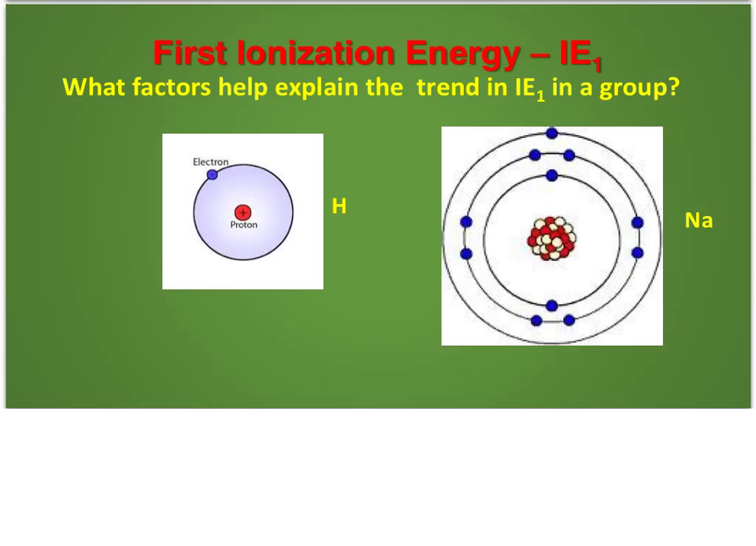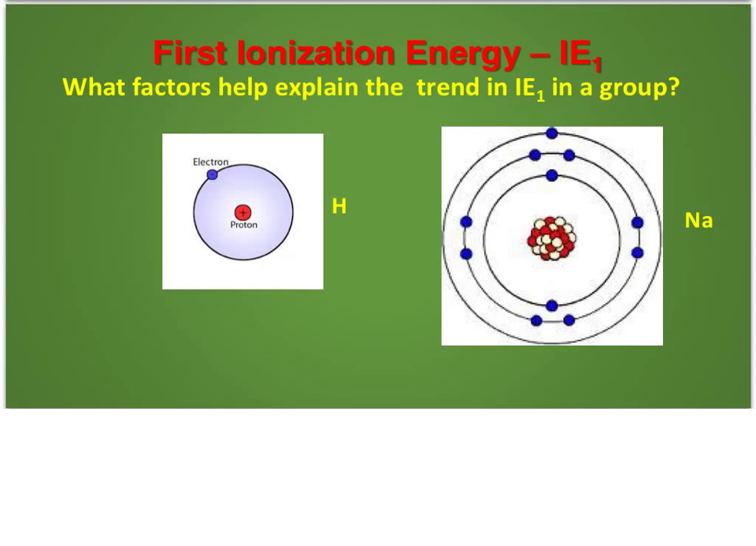Okay, so let's look at the factors that help explain the trend in ionization energy. Remember we looked at certain factors in the previous video. We talk about distance from nucleus, effective nuclear charge, or the ZEF, shielding effect, and electron repulsion. So we're going to start by looking at hydrogen and sodium. Now, hydrogen and sodium are in the same group. How do we know they're in the same group? Look at the number of valence electrons, number of electrons in the outermost energy level.